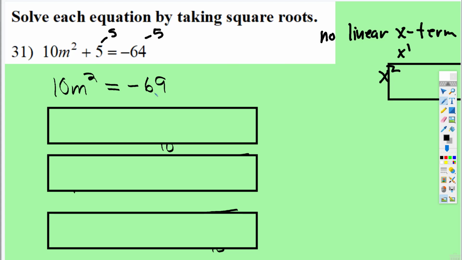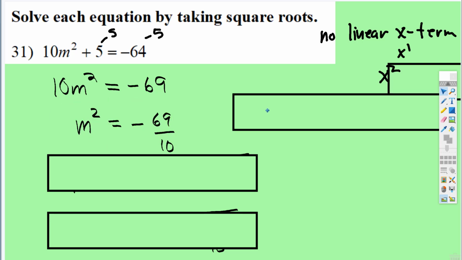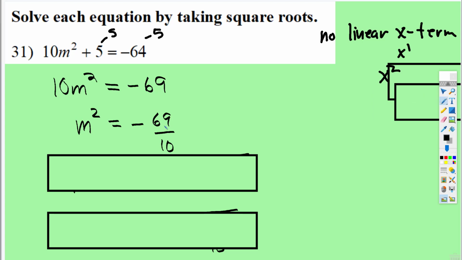All right, so let's see what I did here. Negative 64 subtract 5 is negative 69. Then the next thing that you're going to do is divide both sides by 10, because the inverse of multiplying is dividing. When you divide, if the fraction can simplify, go ahead and simplify it. If it cannot, do not convert it to a decimal, because we want exact answers, not rounded. So the next step will be taking the square root of both sides.